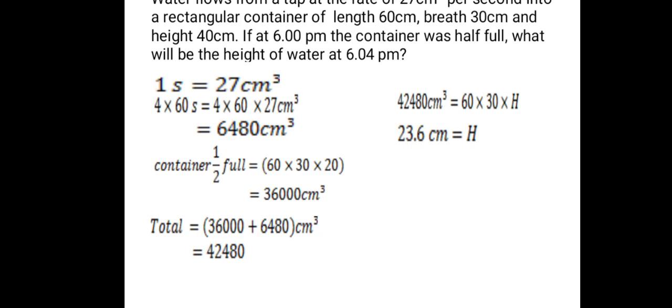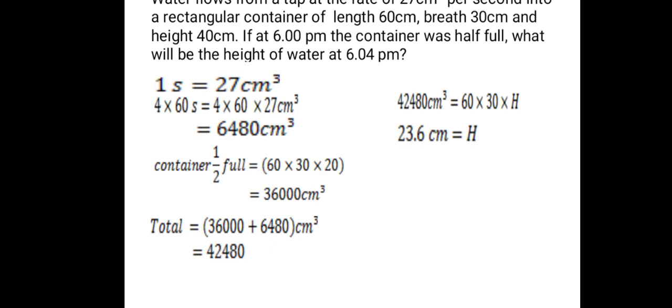Now, between 6 and 6:04, we have 4 minutes there, which is equivalent to 4 times 60 seconds. Now, in 4 times 60 seconds, how much water will have entered the tank? We take 4 multiplied by 60 multiplied by 27, we get that it is 6,480 cubic centimeter. Now we are told the tank is half full, and we have the measurement of the tank.